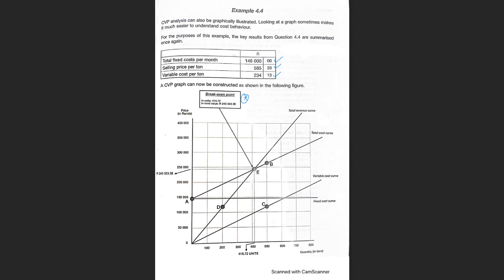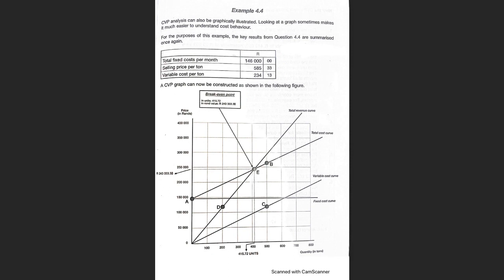We determined already that in terms of break even point in units, it was 415.72, and then in terms of rand value, it was 243,333.38. So this is everything that came from question 4.4, but now we're looking at it graphically. So we're looking at how does it fall onto these graphs.